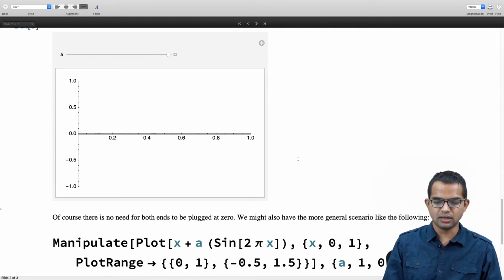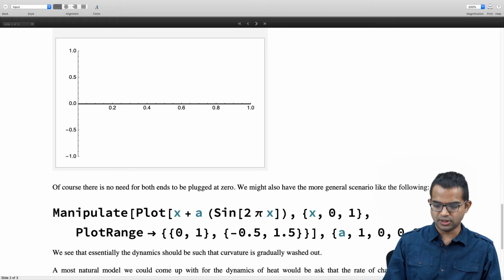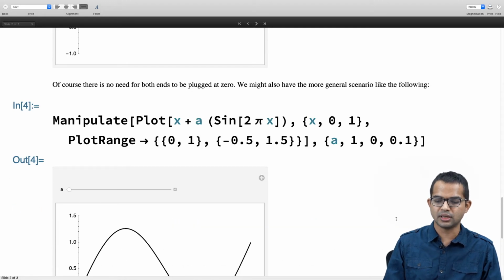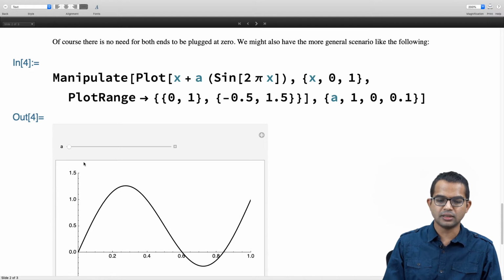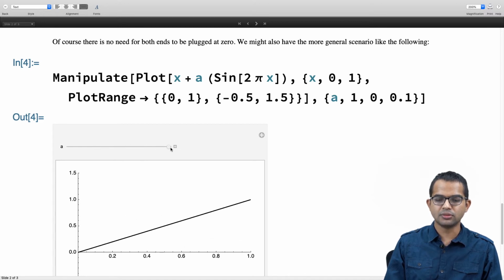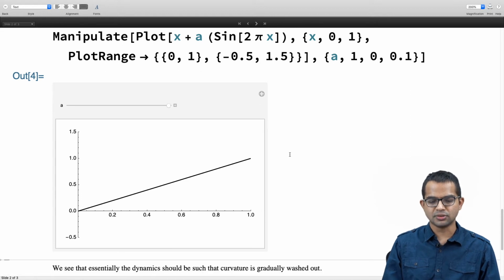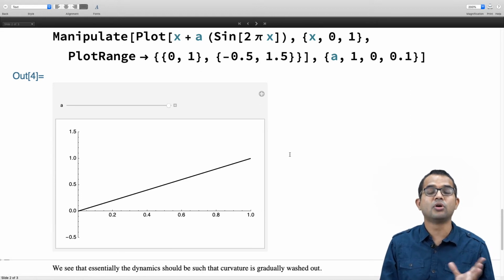And in general, there is no need that the ends have to be at 0. You might have a more complicated scenario like this, where the right end is pegged at some other temperature, and so eventually, with some dynamics, you would expect it to do this. Basically, it's going to root out all this curvature, right? So what is the simplest way to model such destruction of curvature?